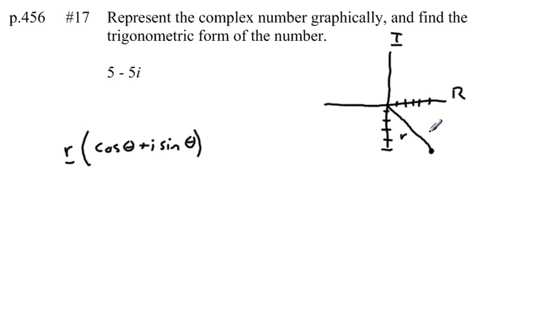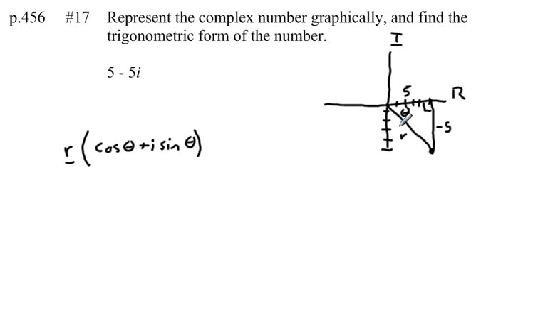Theta stands for the angle that this segment makes with the x-axis. Theta can be written either this way, all the way around the circle, or it can be written right here this way. Either answer is perfectly okay. Now let's just think about these dimensions here. I have 5 and minus 5. First of all, let's find r. We can use the Pythagorean theorem for that.